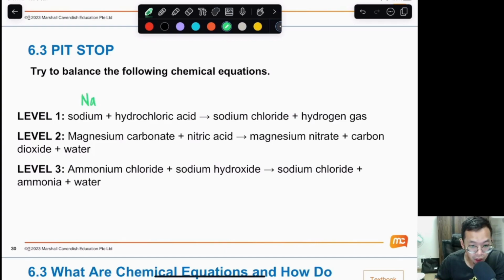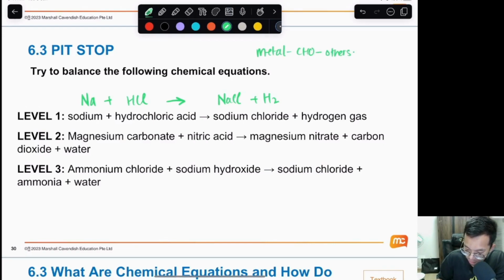You can pause the video now to try the questions before you look at the answer. Okay, so we can do the metal CHO method here. First balance out the metal. The metal here is sodium. On the left hand side you have one sodium atom, on the right hand side you have another sodium atom. So it's balanced. Carbon, no carbon, let's skip that.